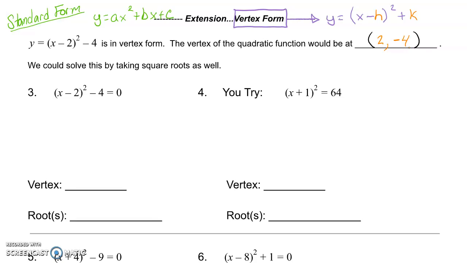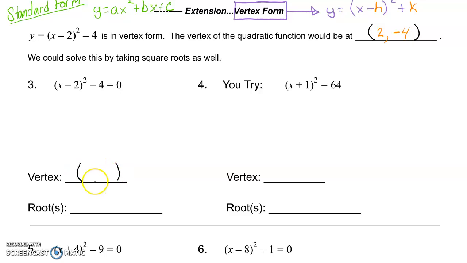Now, finding your vertex is the easy part if you know those rules. Solving by taking square roots can be just as easy. So in this particular case, I can identify my vertex just like we did up here. H, since it's x minus h quantity squared, everything matches up. My x coordinate is 2, and it's plus k, this is minus 4, it's negative 4.